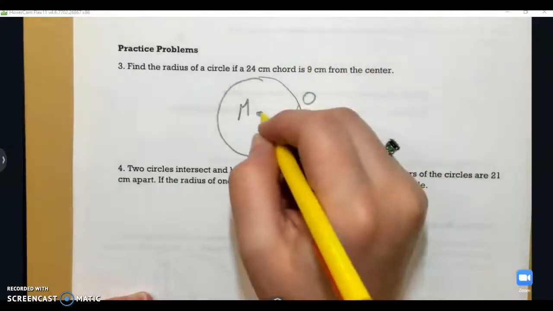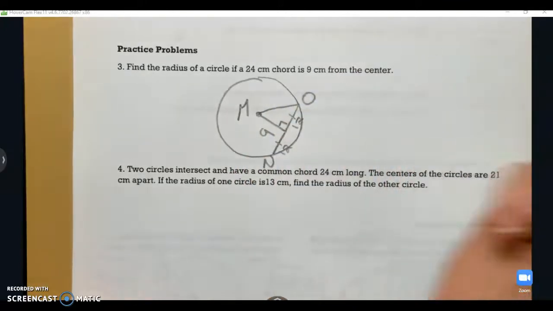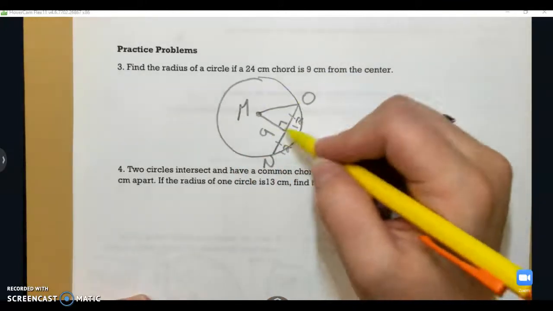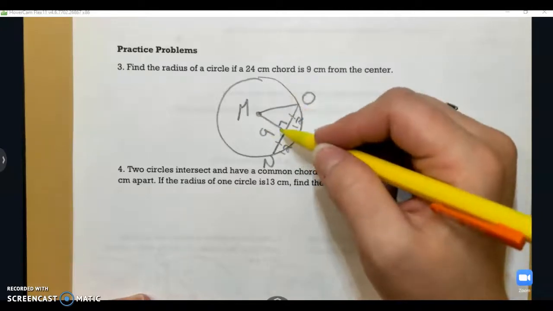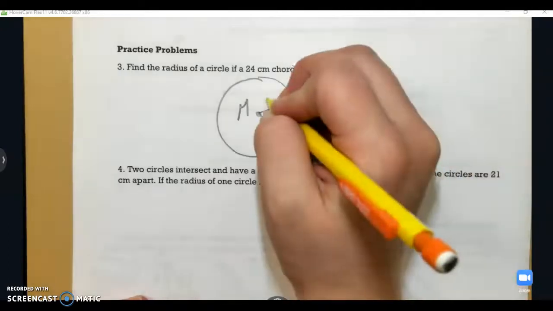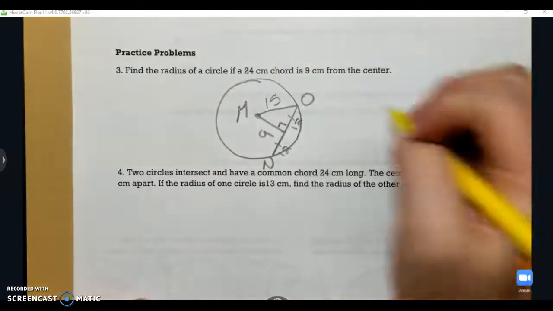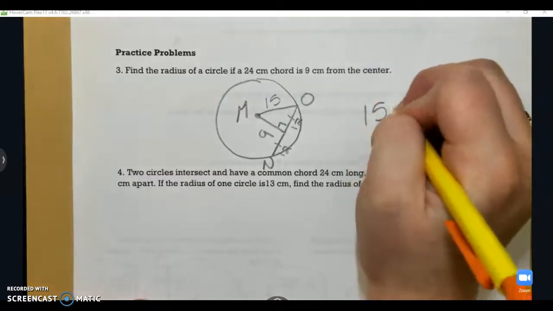And I'm looking for the radius, that hypotenuse of our right triangle. So again, this is a triple. This is part of the 3, 4, 5 family. Each side's been multiplied by 3. So that third side, the hypotenuse, is going to be 15 centimeters.